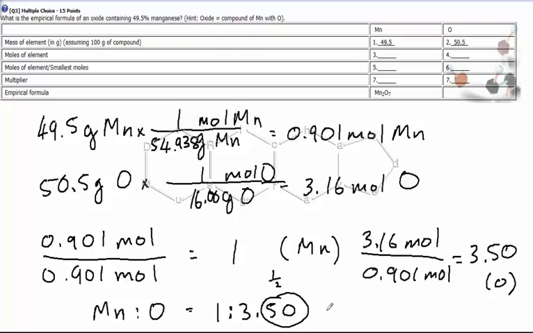So what I figure out is, well, that's going to be the same as saying that's 1 is to 3.5. Now if I wanted to make this a whole number, then what I would do is I'd multiply that ratio by 2, and that would be 2 is to 7. So what I'm going to end up with here is my final answer is going to be Mn2O7, because the number of moles of manganese to the number of moles of oxygen is 2 is to 7, so the empirical formula ends up being Mn2O7, and you can see where each of those is going to go when we do up our table.